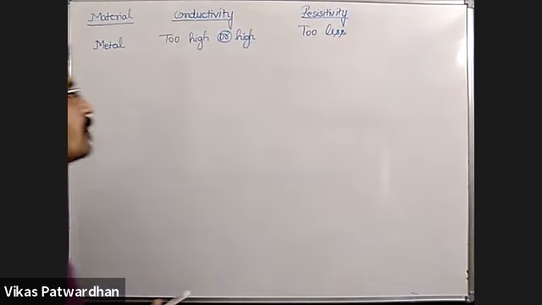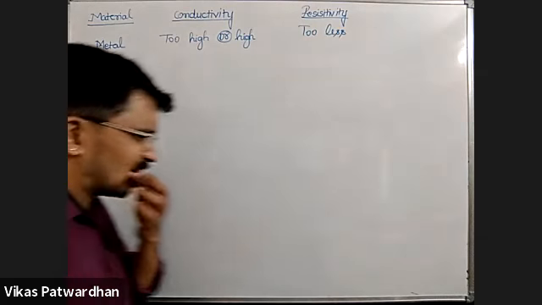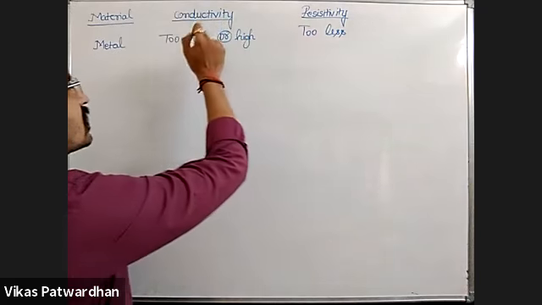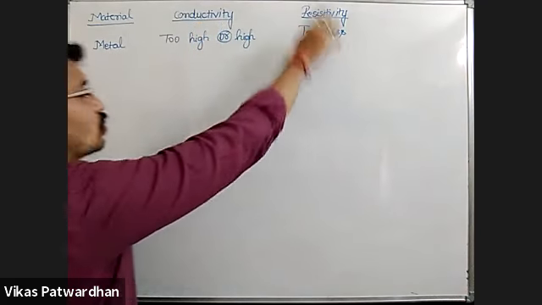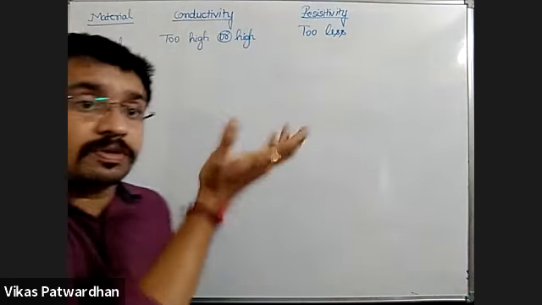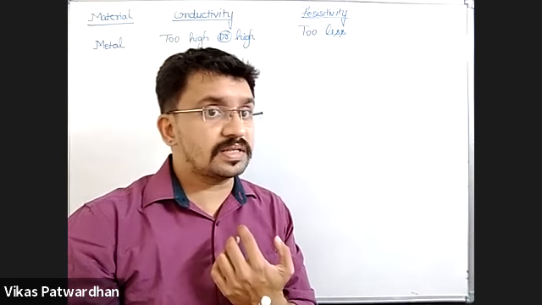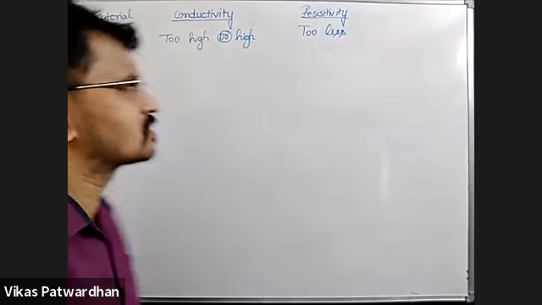Resistivity is too less. So a conductor's resistance should be less. Conductance should be large. Only then it is a very good conductor. Common sense.